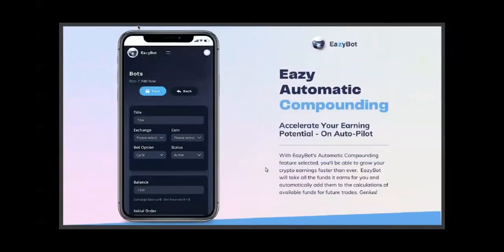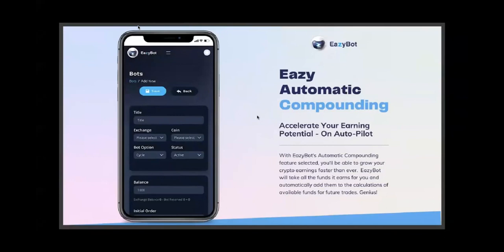Now, one of our favorite features is something called automatic compounding. And with EazyBot, you get to do it automatically and easy on autopilot. With that automatic compounding feature selected, you'll be able to grow your crypto earnings faster than ever. EazyBot will take all the funds it earns for you and automatically add them to the calculation of available funds for future trades. We think it's absolutely genius.